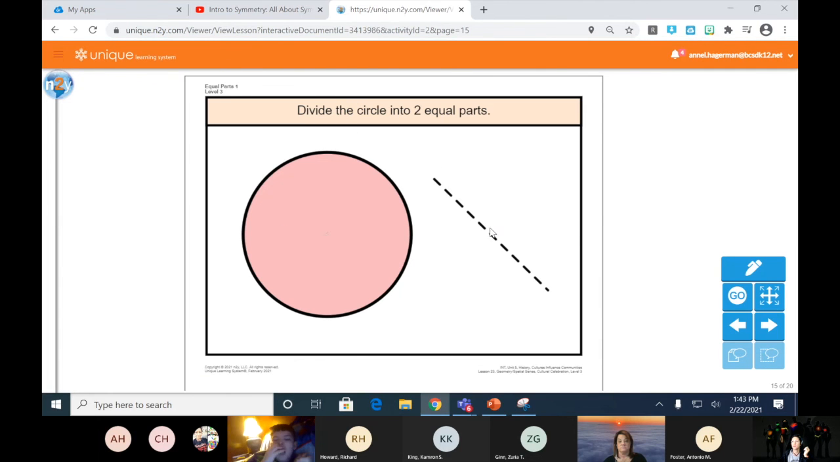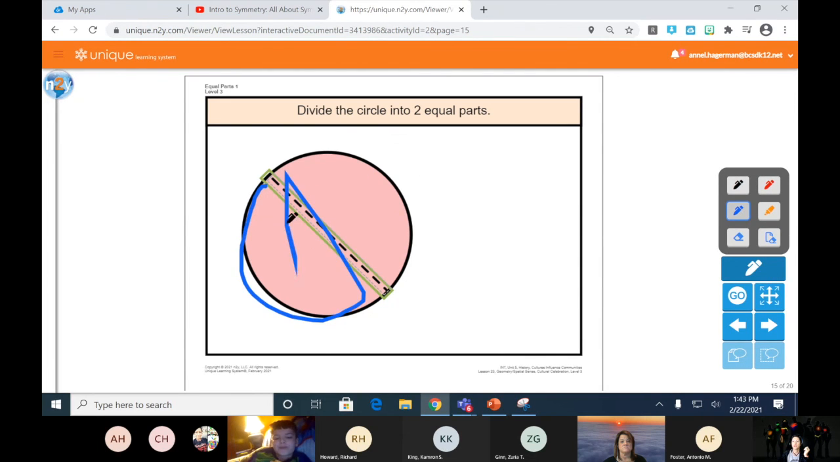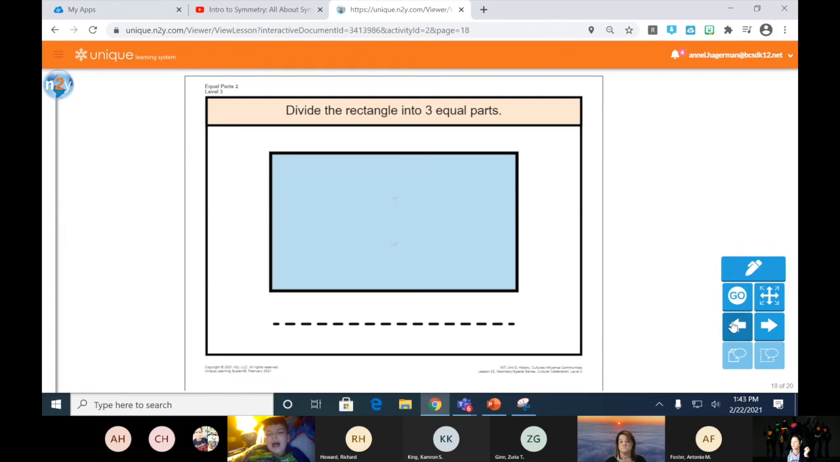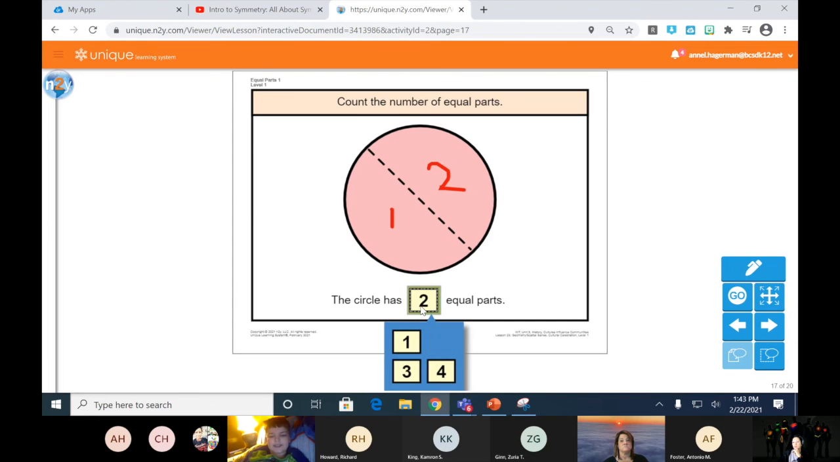Divide the circle into 2 equal parts. So all you have to do is follow the instructions and divide it into 2 equal parts, and now they're the same on each side. So that just means that this side is going to be the same size and shape as this side. Okay, so let's count the number of equal parts once we've divided this circle. How many equal sides do we have? We have this side 1 and this side 2. We have 2 equal sides here. So my answer is 2.